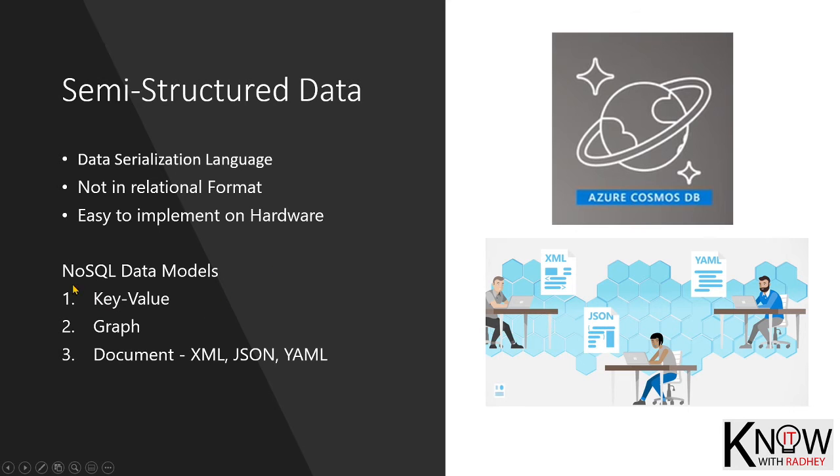So the three key NoSQL data models. Now semi-structured data usually is not only SQL or NoSQL at all, it's a data model. We have three options: key value pair, graph, and document databases. Document databases, which is XML, JSON, YAML.